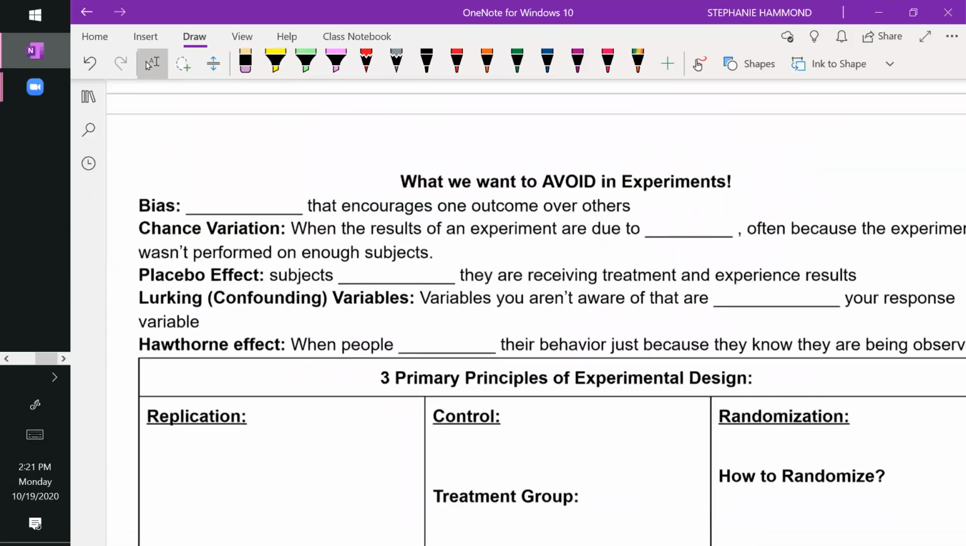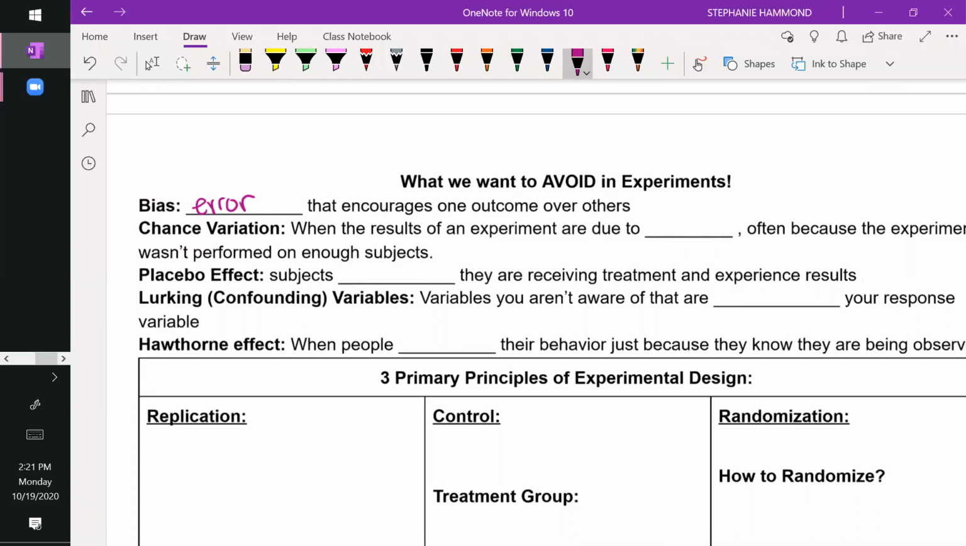All right, so before we talk about how to have a good experiment, let's talk about what we want to avoid. What makes an experiment bad? The first thing is bias. Bias is error that encourages one outcome over others. So bias can simply be because of somebody's opinion. If we allow somebody's opinion to drive our study, it could result in bias.